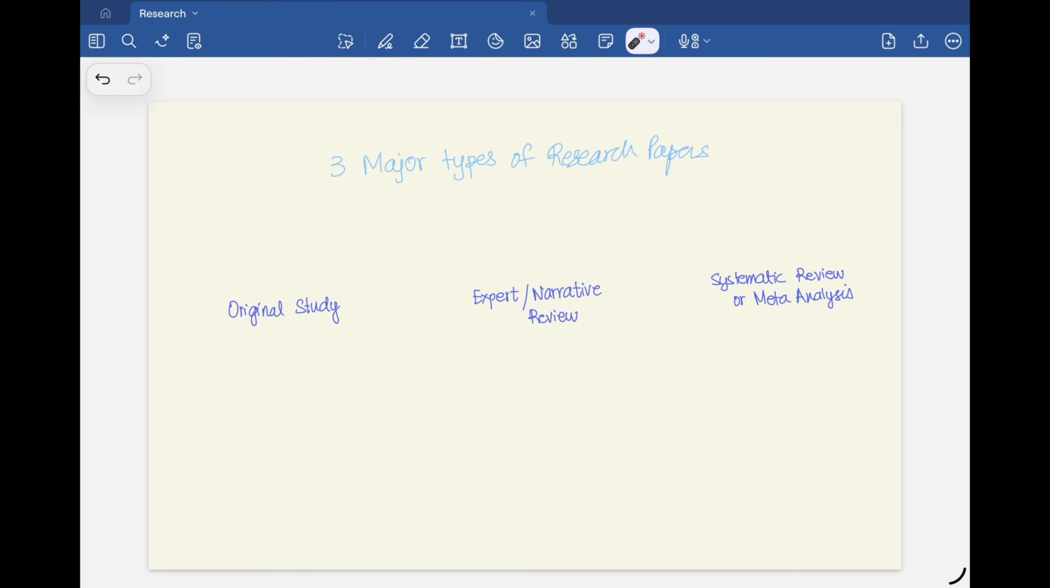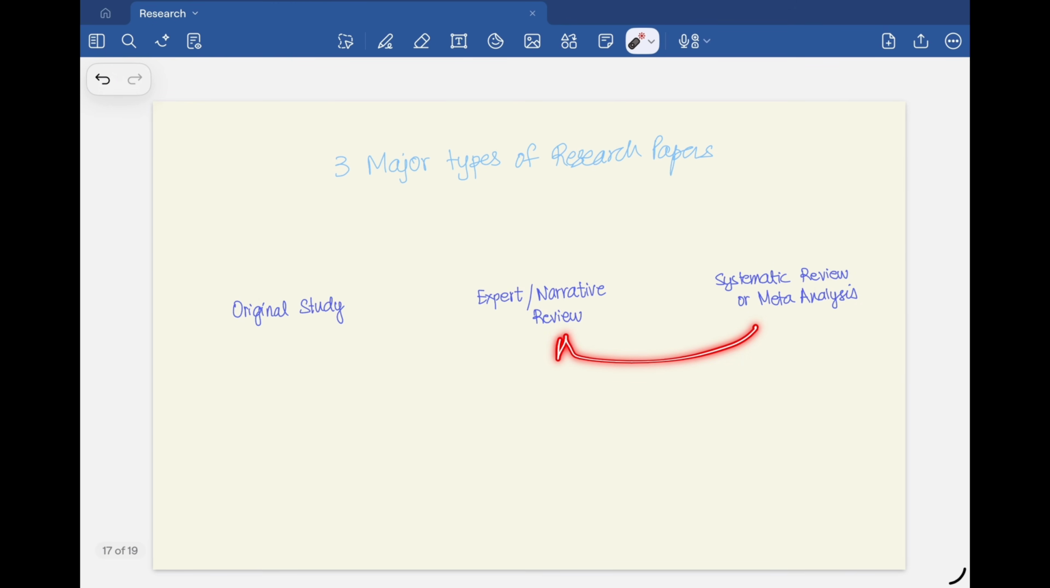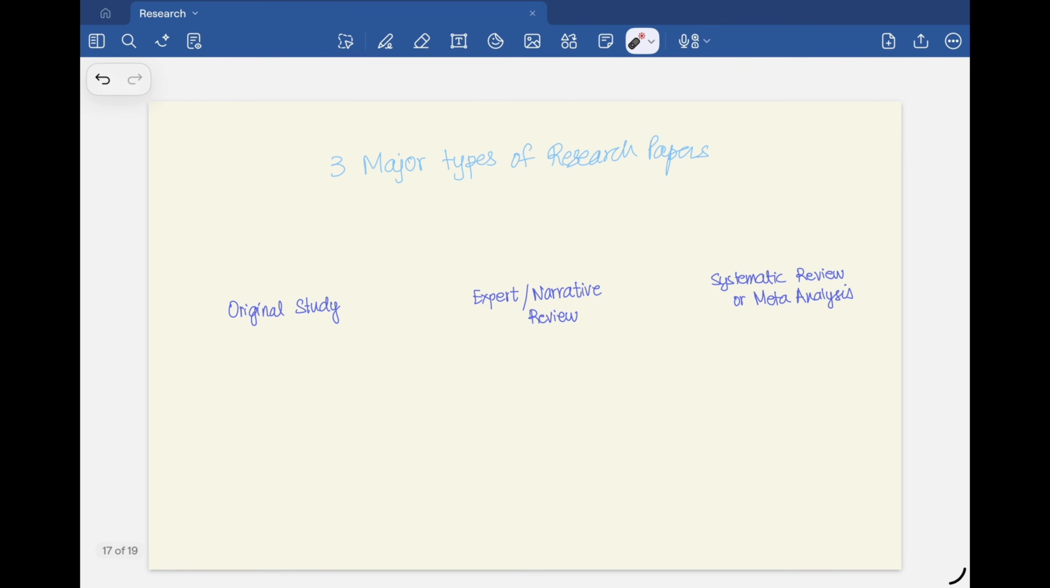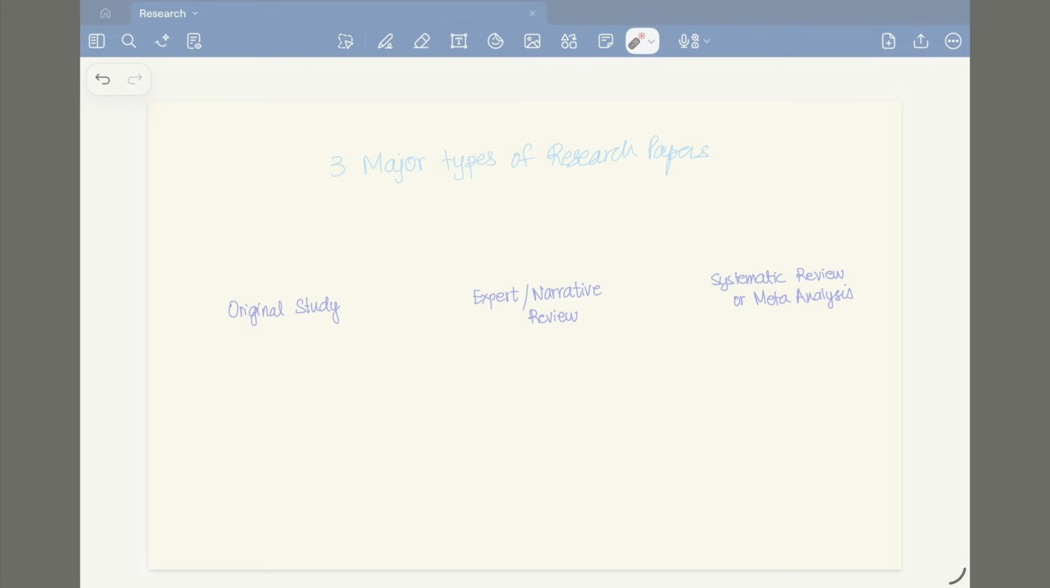Okay. Now, the third type is the systematic review or the meta-analysis. This is a more structured version of a review. Instead of just picking studies to talk about, like in a narrative review or an expert review, they follow a strict search process that we actually talked about in our previous video. And they collect all the relevant studies and then they analyze them together in a meta-analysis. So even the numbers are statistically combined to give an overall result. Okay, so these are the three types of studies.